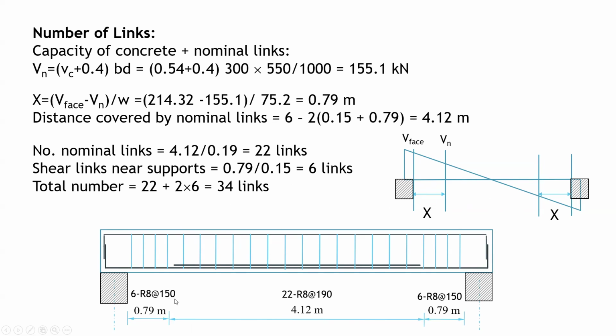We'll use R8 spaced at 150. And if you want to put the number of links also, you will say 6 R8 spaced at 150, 6 is the number of links. And R8 means mild steel of 8 millimeter diameter, and the spacing is 150. The same here and the same in the other side. In the middle part, we'll use minimum links, which is R8 spaced at 190, and the number of links also is 22. This will conclude our video today.